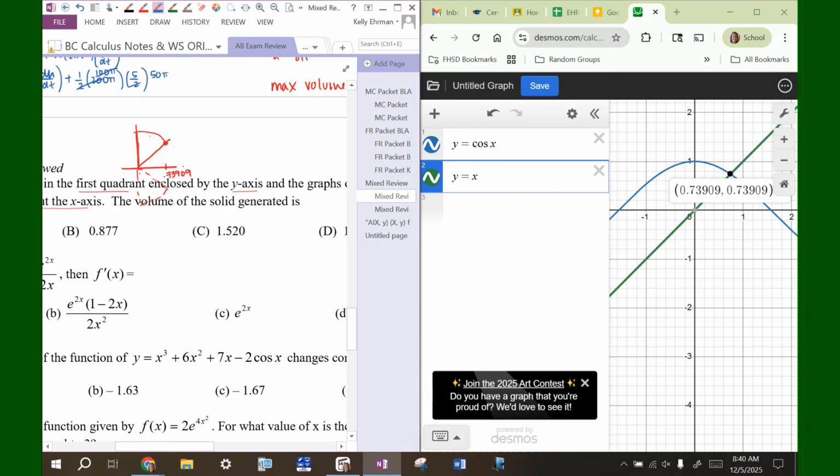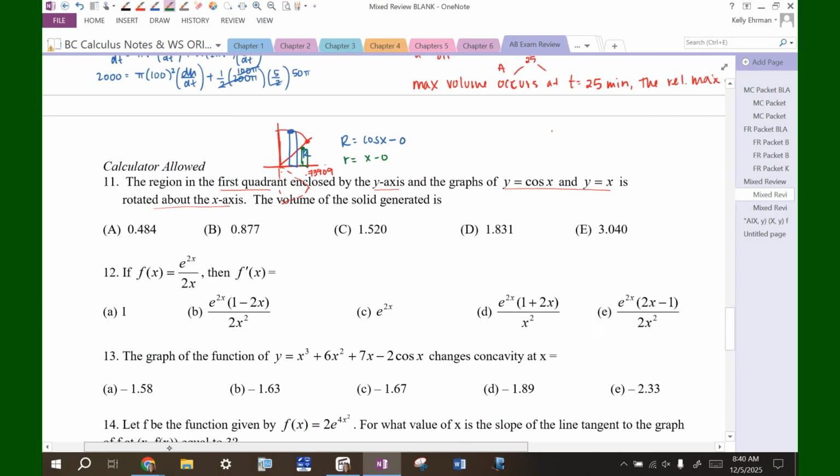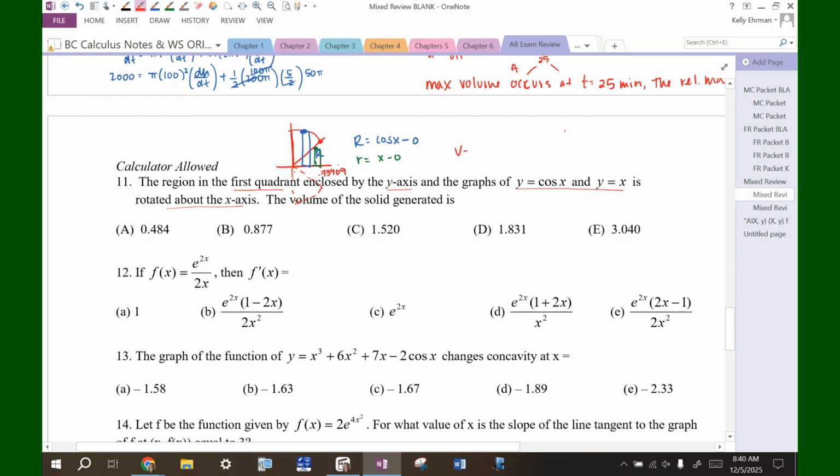So that's going to form something like this. Your big R, capital R, is top minus bottom. So what is on top? That's cosine x. What's the bottom? 0. Little r connects this inner part back to the axis of revolution. They both always connect back to the axis of revolution. That is just x minus 0. And the setup for what I'm going to type in here for volume is pi times the integral from 0 to 0.73909 of R squared minus r squared dx.